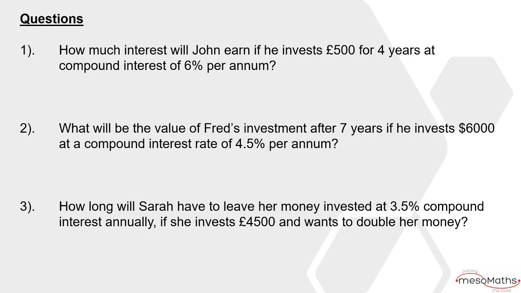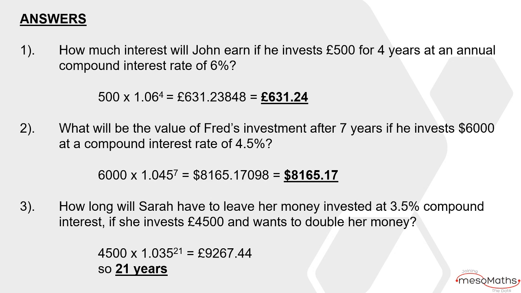Okay, let's look at the answers to these questions, see how you got on. So, question 1. How much interest will John earn if he invests £500 for 4 years at an annual compound interest rate of 6%? So the calculation would be 500 multiplied by 1.06 to the power of 4, which gives you that long decimal answer there, and round it to 2 decimal places.